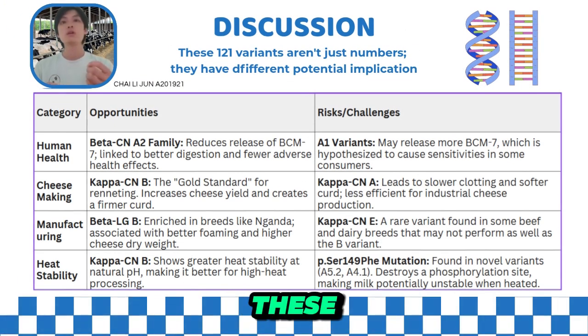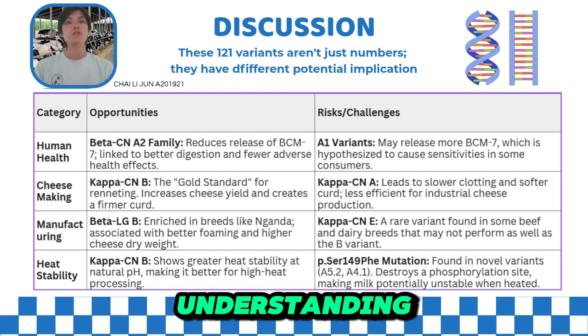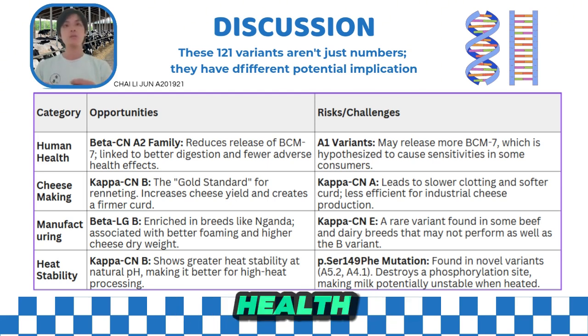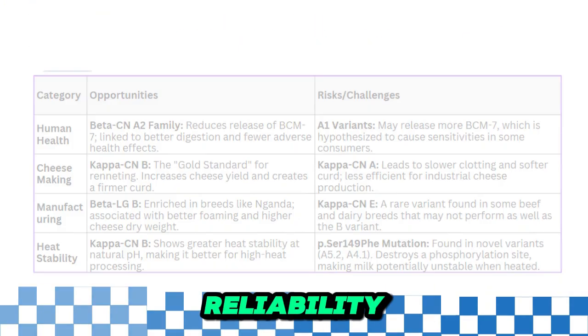As the conclusion, these 121 protein variants have direct real-world impacts. While the A2 family offers health benefits and beta-casein B is the gold standard for cheese yield and has better foaming ability, novel variants introduce new risks, especially the P149 phenylalanine mutation found in some novel variants, which destroys a phosphorylation site, and this could make the milk unstable during high heat industrial processing. And there are also other risk protein variants such as beta-casein A1 and A2. By understanding the library, this allows us to select for better health, better cheese, and better industrial reliability.